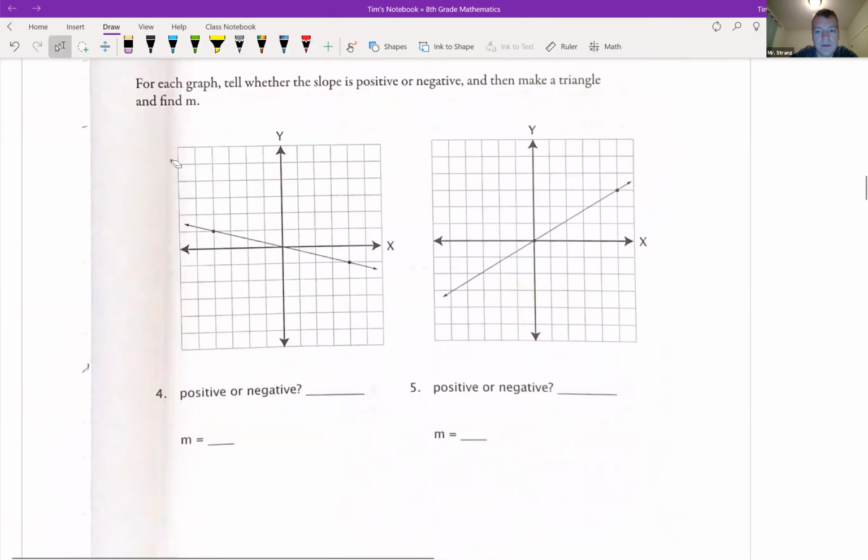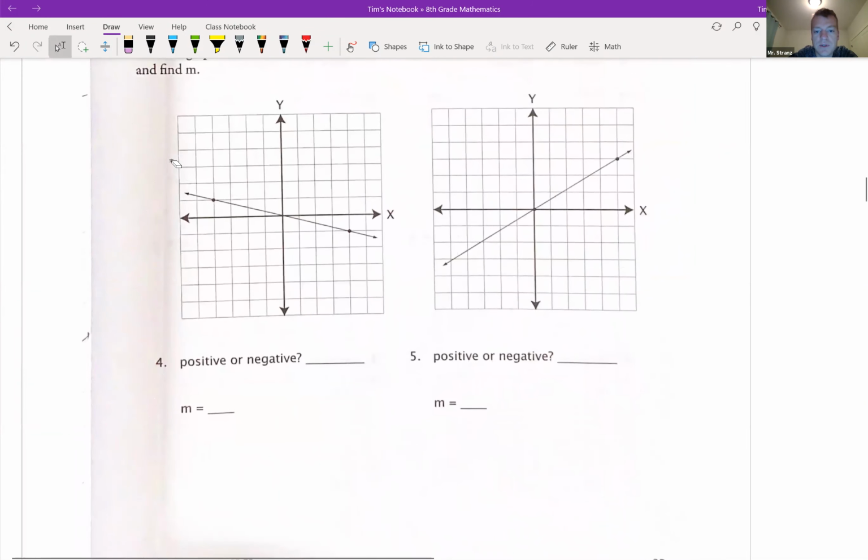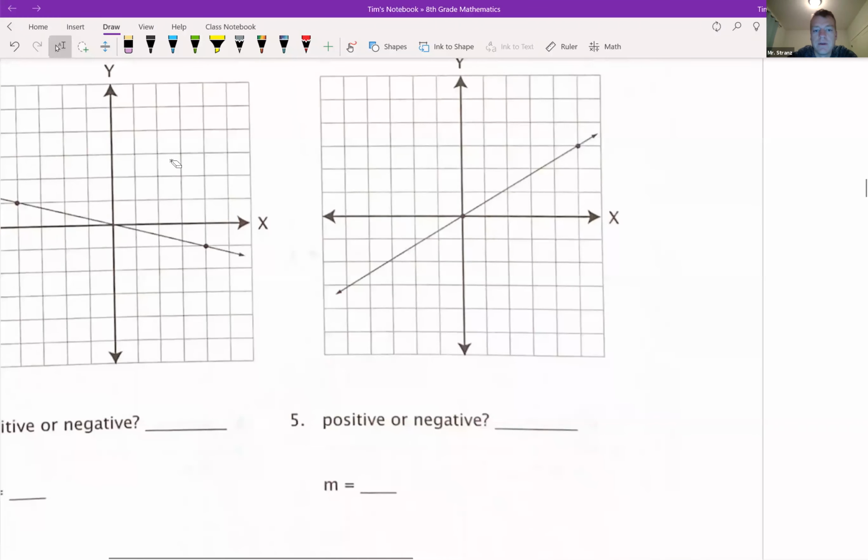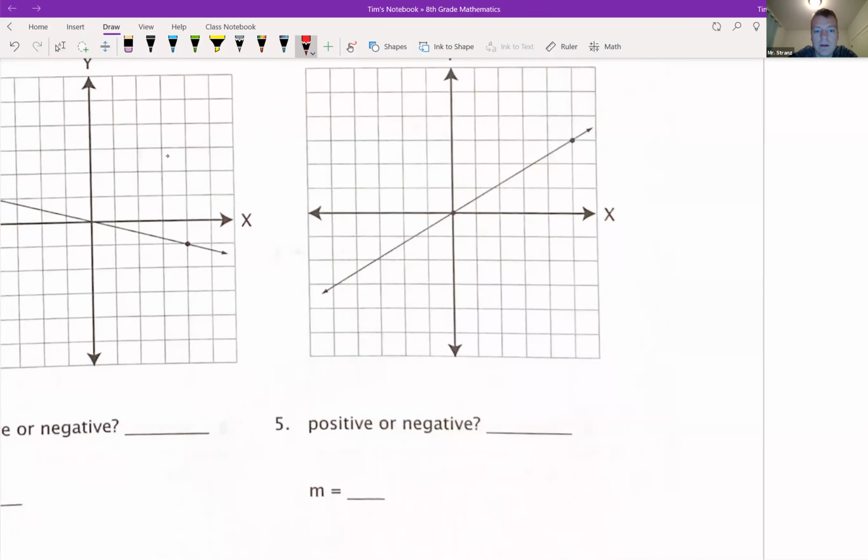And then 4 and 5 are similar problems, right? You're just finding the slope. So let's do number 5 together. Right, the slope is going left to right and it's going up. So you know it's going to be a positive slope.